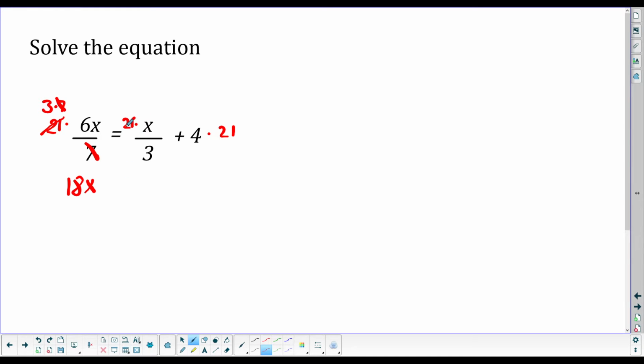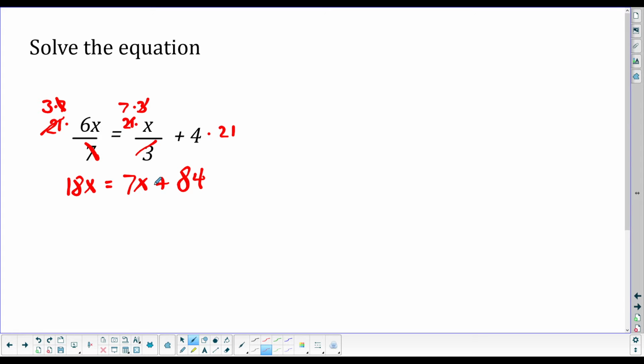Likewise here, this 21 is really 7 times 3. And so this 3 and this 3 will cancel out. And so what I'm really left with here is 7x. So this is equal to 7x. And then the 21 times 4 is simply 84. Okay, so now I have an equation.